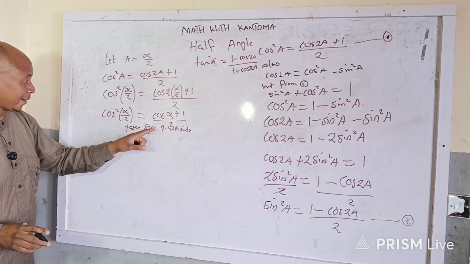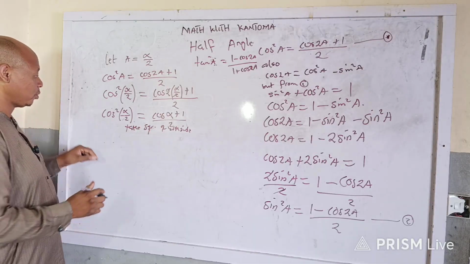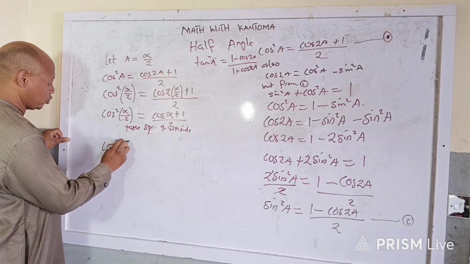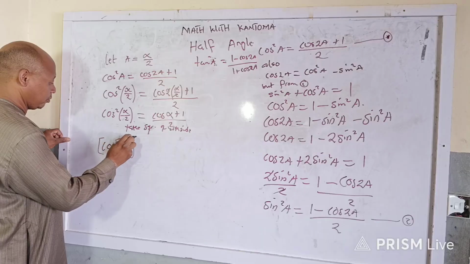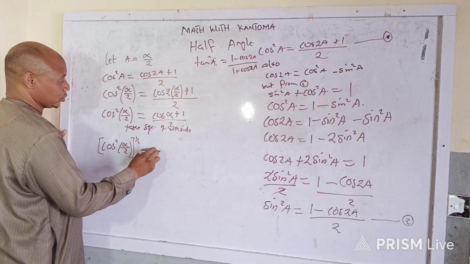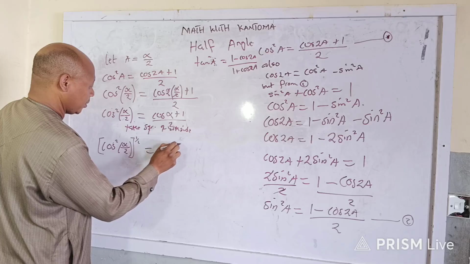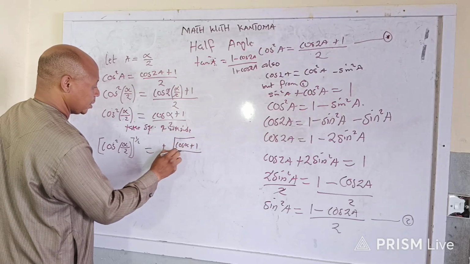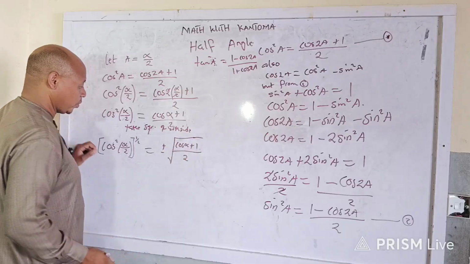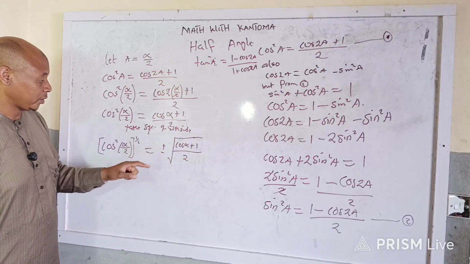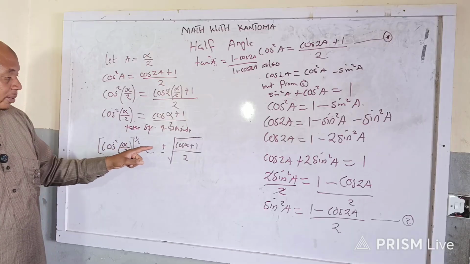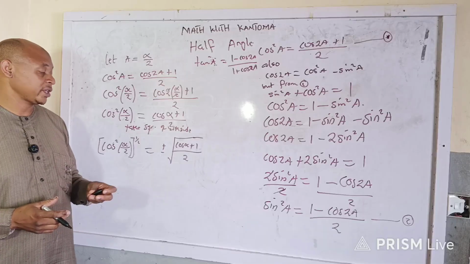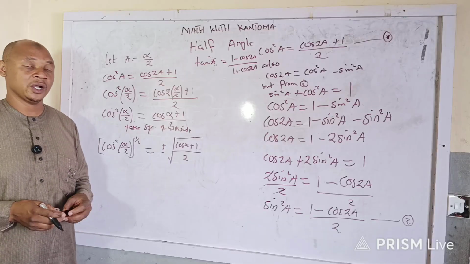So next, if I take the square root of both sides, I will have cos square alpha over 2 raised to the power of 1 over 2 is equal to plus or minus the square root of cos alpha plus 1 all over 2. The reason why we are taking plus or minus is that the value of alpha depends on the quadrant it lies in. For each quadrant, the values of sine, cosine, and tangent are going to be different.